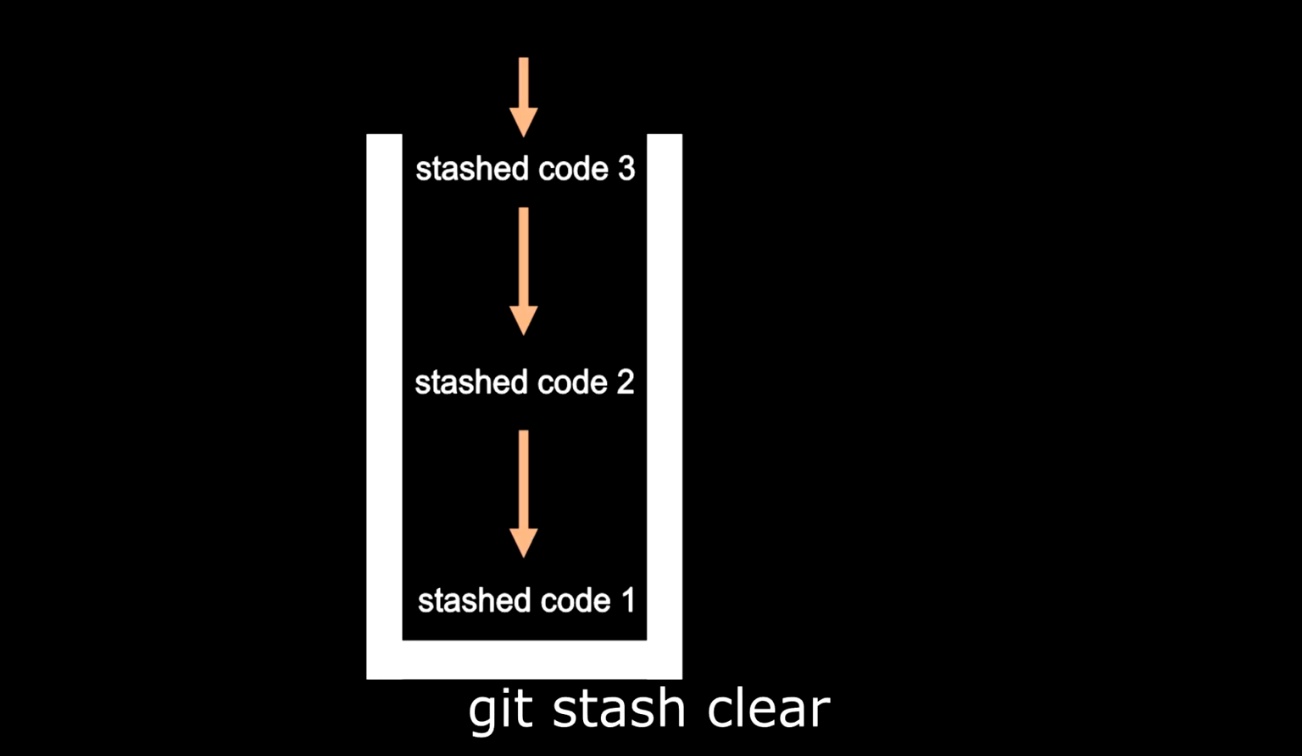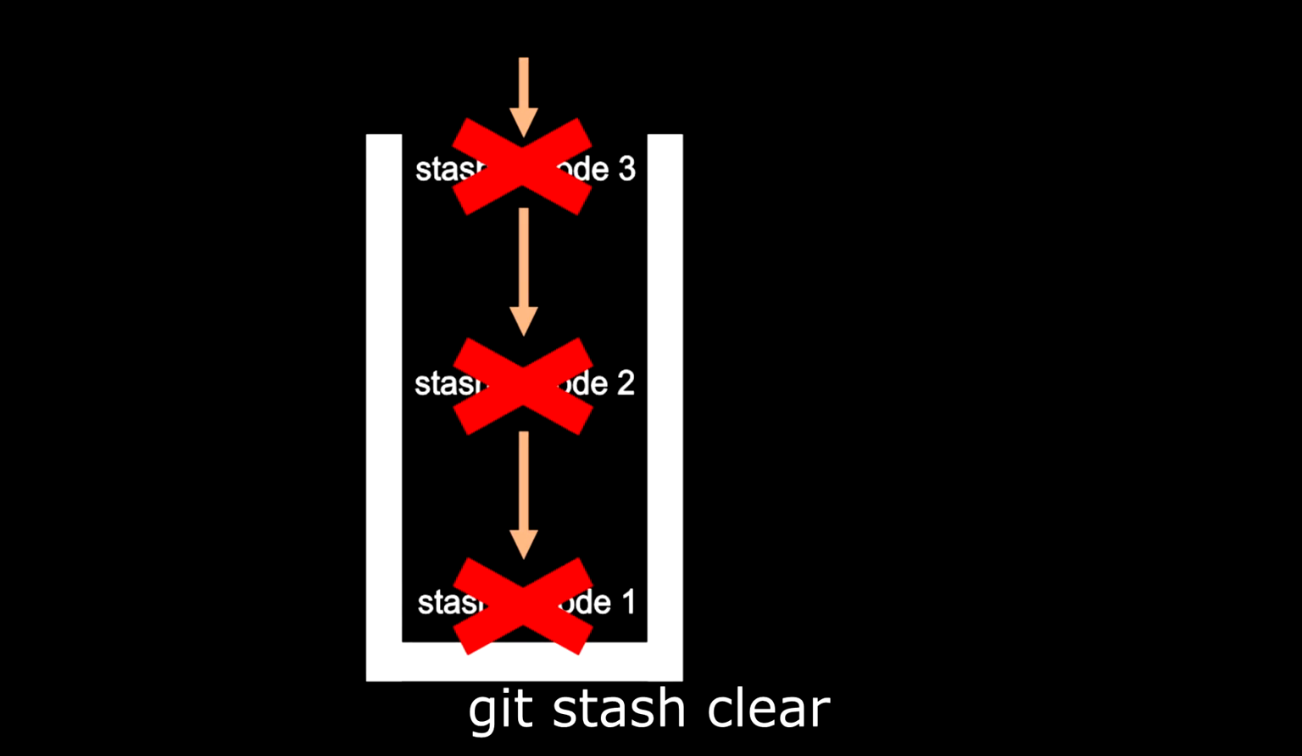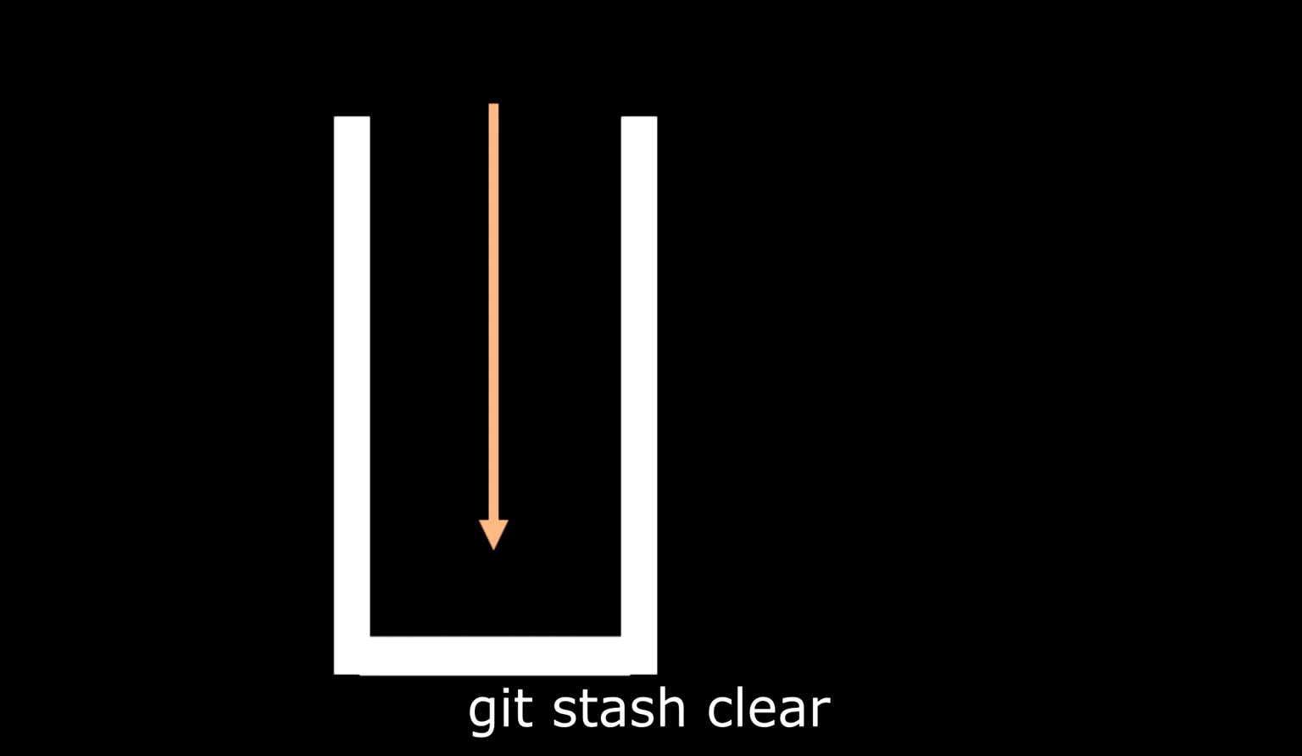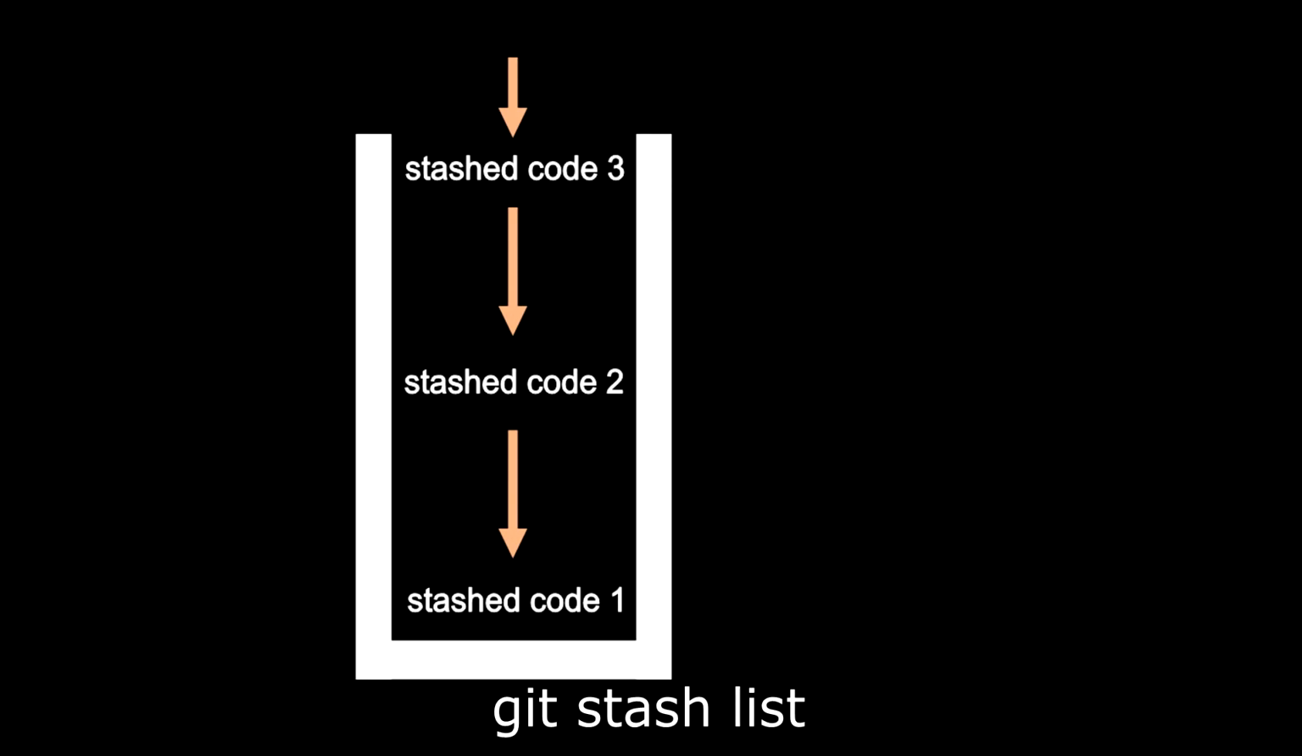After you're done with the code you stashed, you should use git stash clear to remove it. Even though git stash clear technically removes everything in the entire stack, it still works in this case. If you don't use this command, the stack will grow taller and taller. You can view this stack with git stash list.